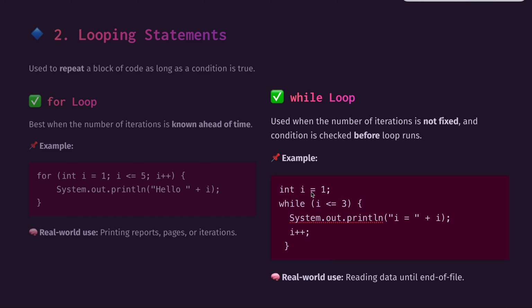similarly we initialize this one. While the condition i less than or equal to 3, you need to print it and increment this. I don't see it being different, it is the same. When the number of iterations is not fixed, the condition is checked before the loop runs. Okay, here also the condition is checked before the loop runs. So it feels similar.